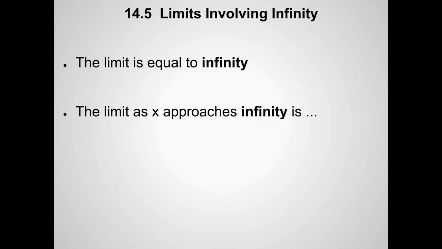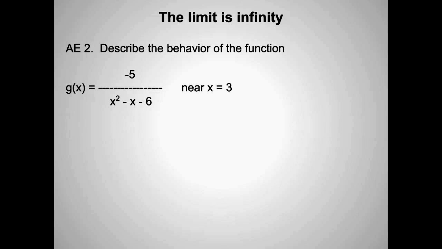The second case is when the limit as x approaches infinity, so we look at values of x that get further and further away from the origin. And that can either be equal to a real number when we have a horizontal asymptote, or it could be equal to, we state, infinity. So let's first look at the first case, when the limit is infinity.